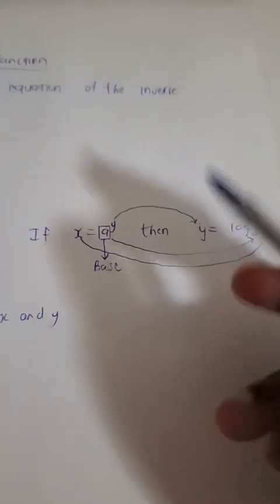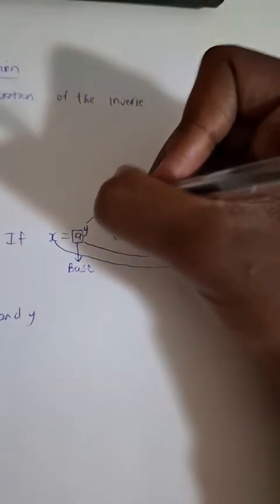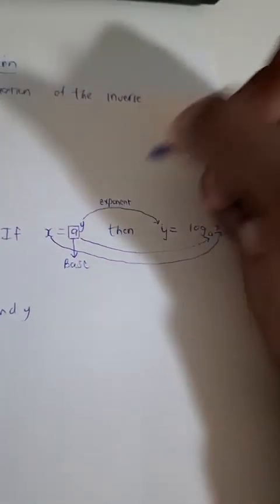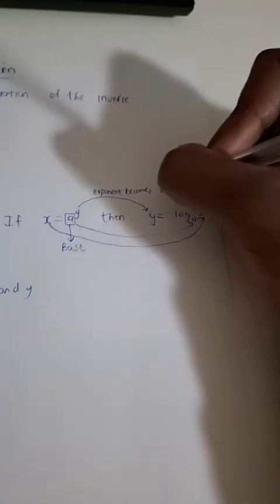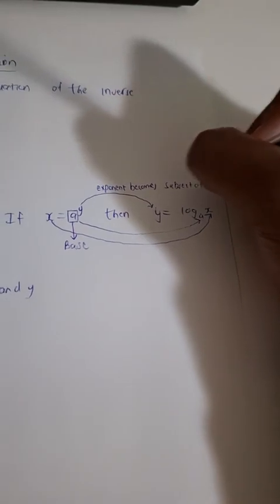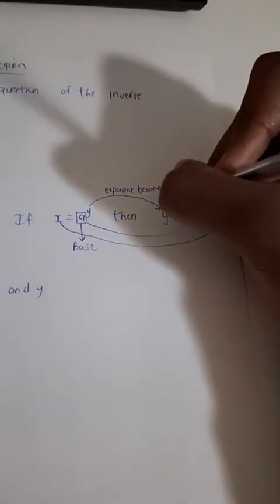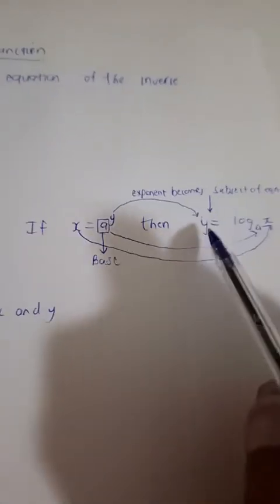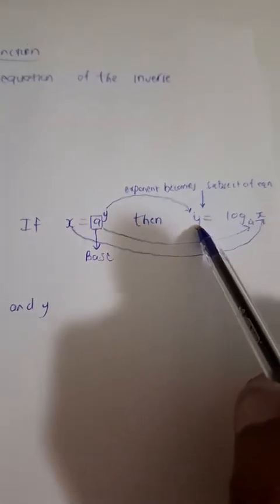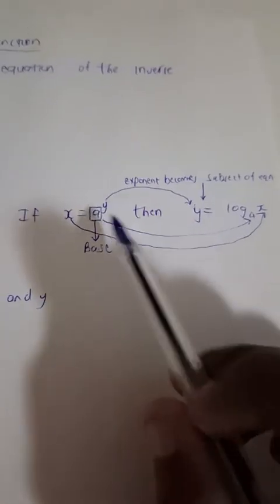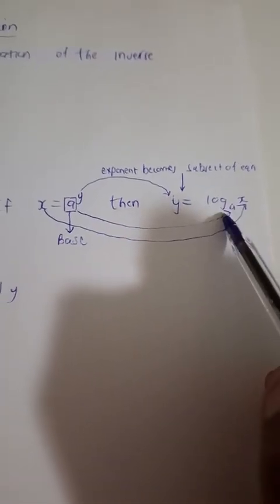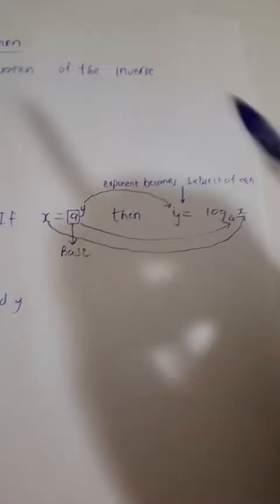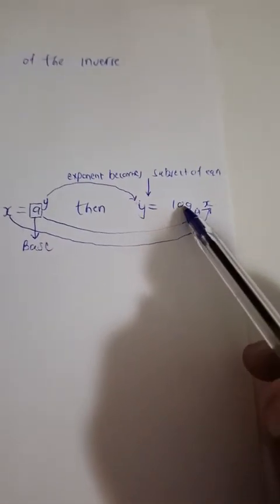The exponent becomes the subject of the log equation. So in actual fact, what we are saying is that the exponent becomes the subject all the time of the log equation. The base is the base of the log expression. The x is written as a variable next to log.